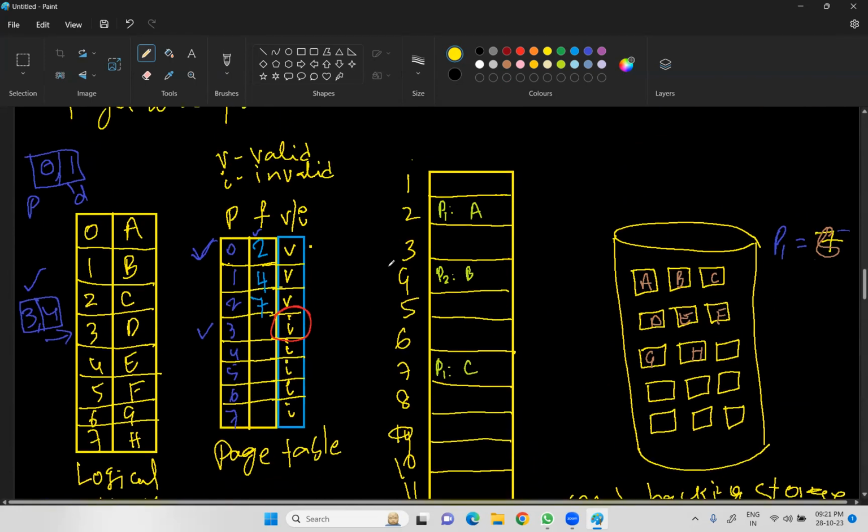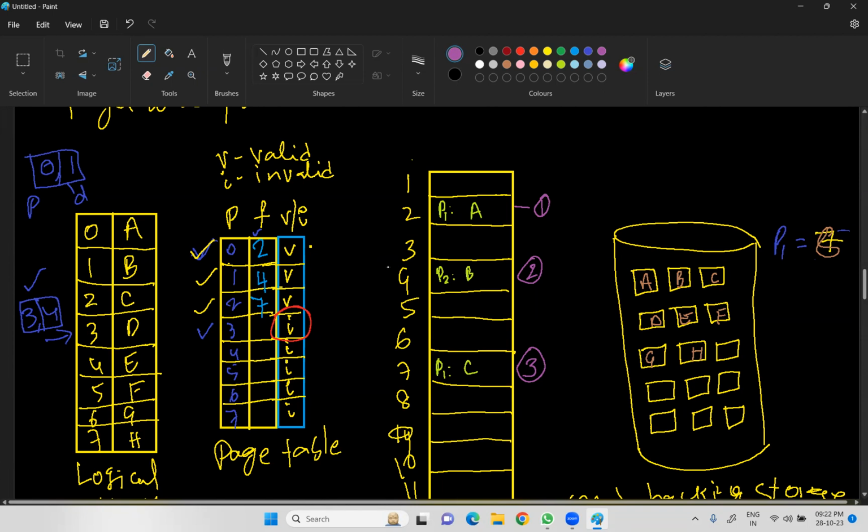The 0th page is over, the first page is over, and the second page also is over. You have been allocated only these frames. This is the first frame which was allocated to you, this is the second frame, and this is the third frame. Only three frames have been given. 3 frames have been allocated for you. No other frames will be given to you. Within these 3 frames, you are trying to load the pages. So there is no problem at all.